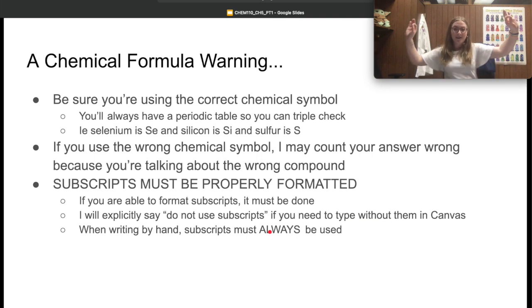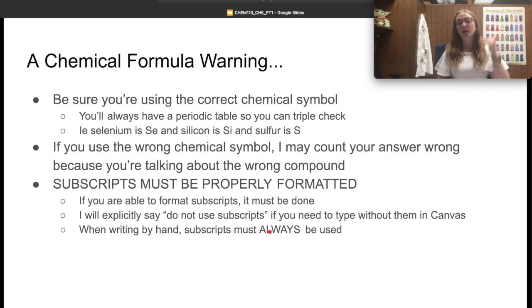So a quick warning, we're going to have a couple warnings throughout Chapter 5. I want to warn you to always triple check that you're using the correct chemical symbol. So I'm always going to give you the periodic table as a reference. I'm always going to let you go back and forth between the name and that chemical symbol. So you'll always have that periodic table to triple check, reference, go back to, okay?